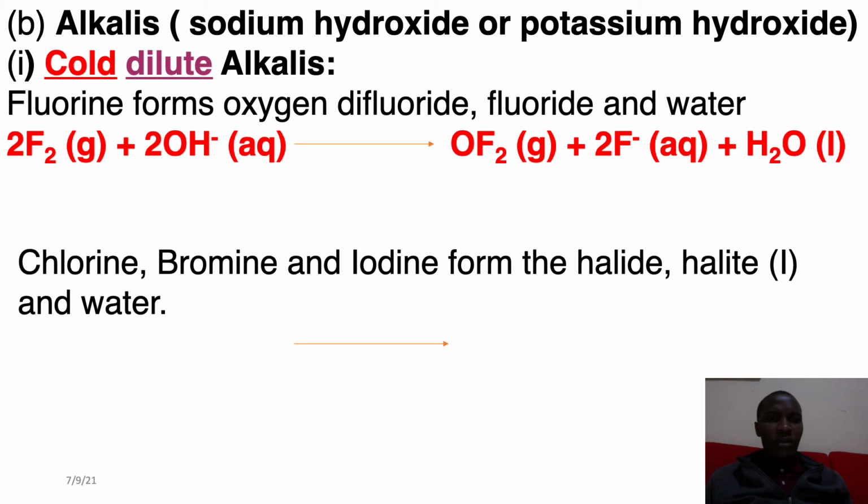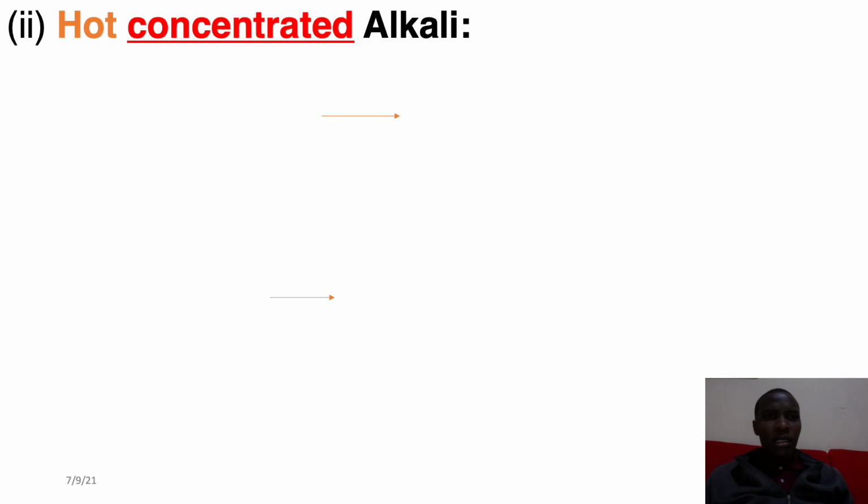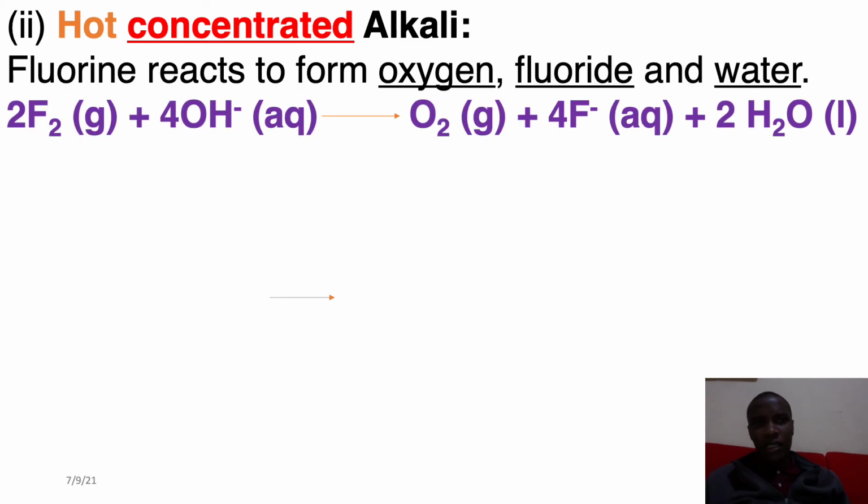Now with chlorine, bromine, and iodine, they will always form the halide I, and water, as that equation is suggesting, that X represents chlorine atom, bromine atom, or iodine atom. Moving on, if it is hot concentrated alkalis, still fluorine behaves differently. In this case, it will produce for you oxygen, sodium fluoride, and water, like I'm showing you.